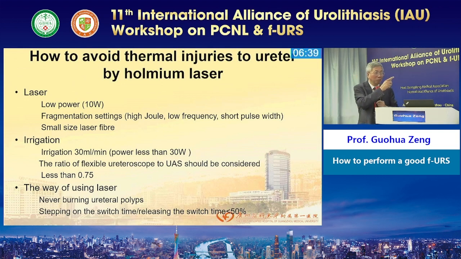And then a small size laser fiber, because the fiber is small and the working channel is 3.6 French, then irrigation is okay. And the irrigation will be less than 30, 30 milliliters per minute is enough. And you must keep the ratio of the flexible scope and the sheath less than 0.75. Important. This is a small size scope and a large size sheath, really important. Small inflow and outflow is very important.